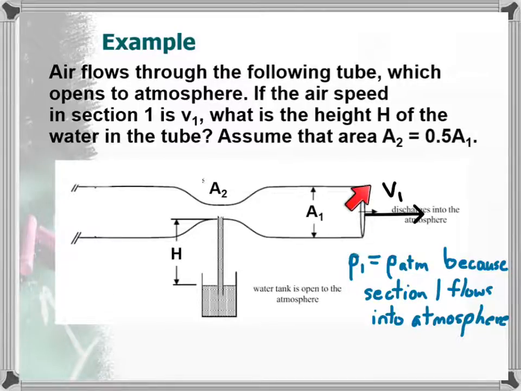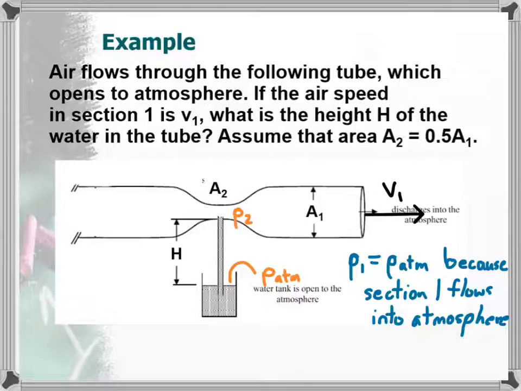It says that this section 1 right here empties out into atmosphere. That's what that little print said. And so what I can assume is that P1 at this point right here is equal to atmospheric pressure. So whenever you have something emptying out into atmosphere, you can assume that the fluid at that section is at atmospheric pressure. And the same thing actually applies down here. So we have a tank that's open to atmosphere, so the pressure at the top of that tank is atmospheric pressure.